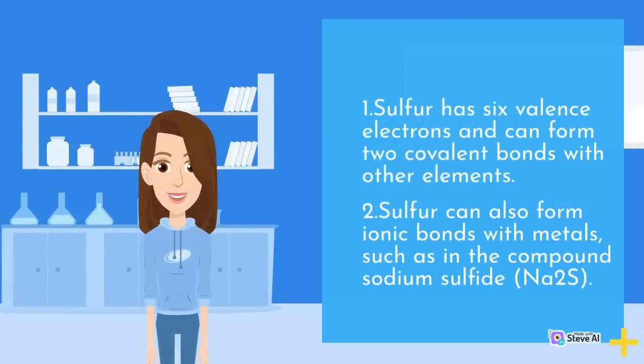1. Sulfur has 6 valence electrons and can form 2 covalent bonds with other elements. 2. Sulfur can also form ionic bonds with metals, such as in the compound sodium sulfide, Na2S.